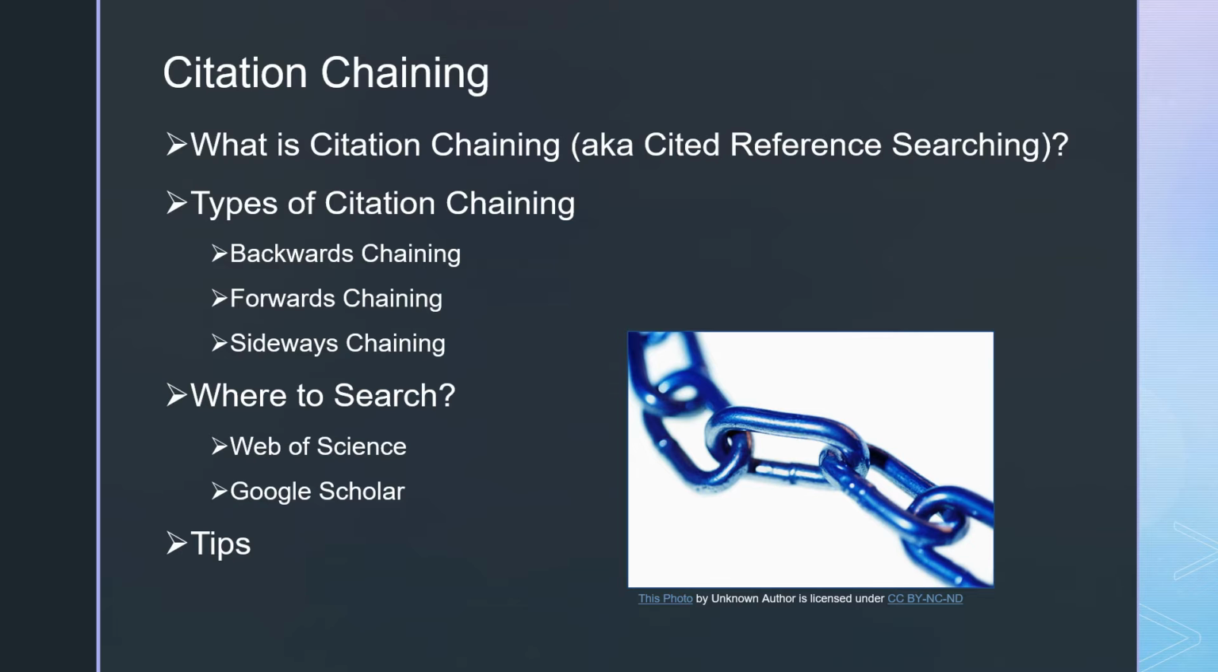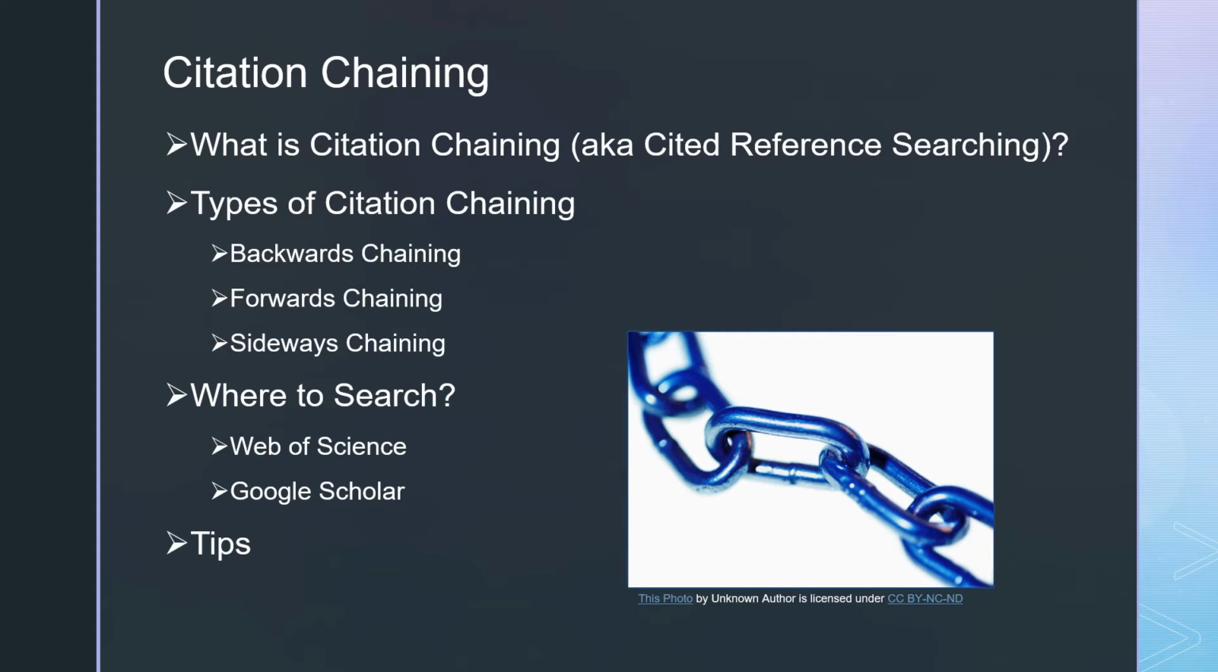When you look at resources that cite the article you are using, it is known as forward chaining. These resources will be newer than the article you have found, so you're looking forward in time to help you find more recent research on your topic. If you are using a very recent article, you may not be able to find many forward chaining resources.